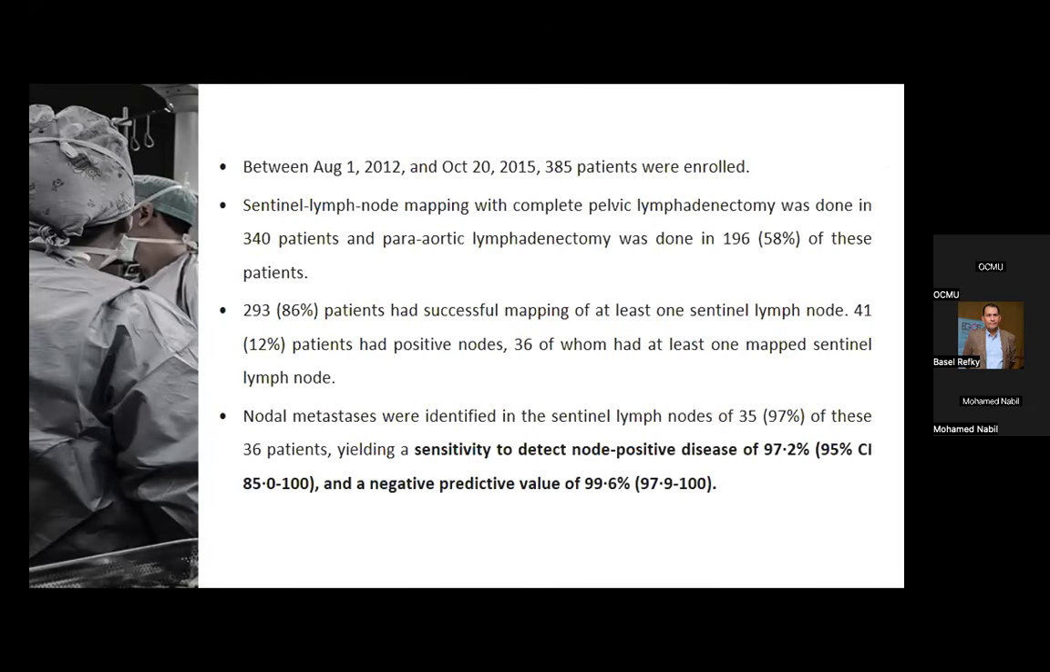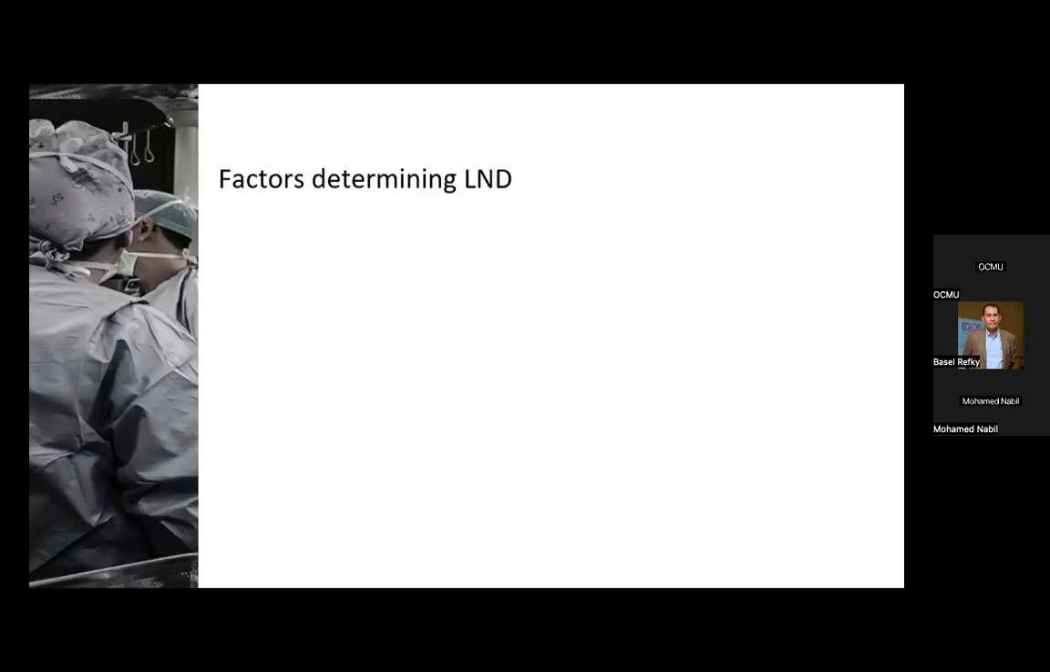So they stated that this yields a sensitivity to detect node positive disease of about 97%, and a negative predictive value of about 99.6%.